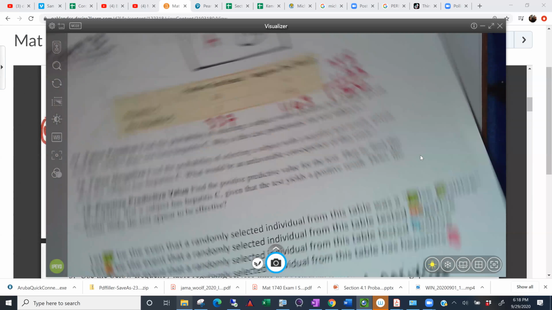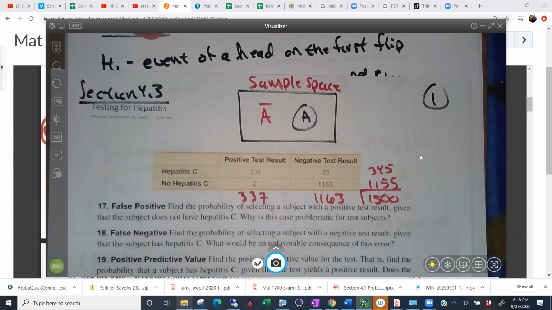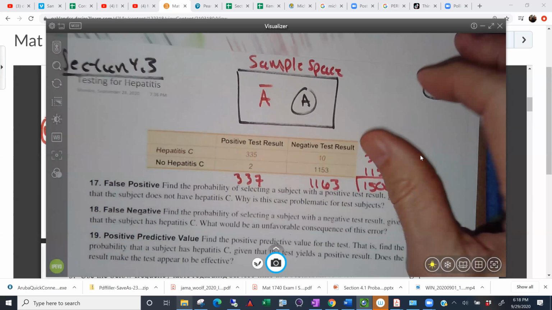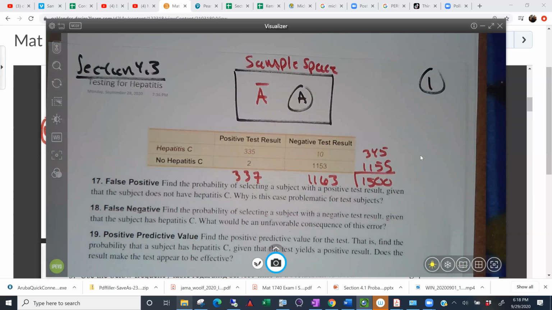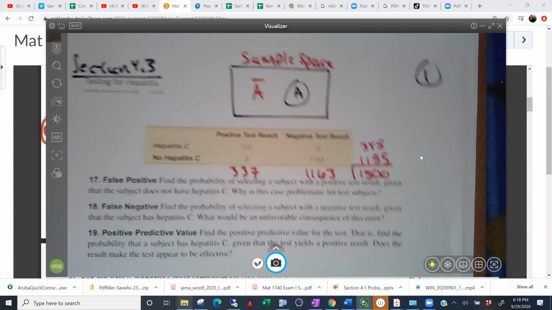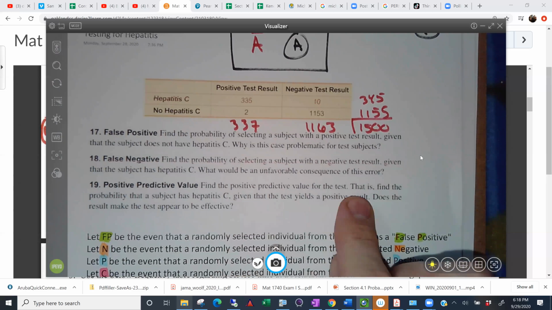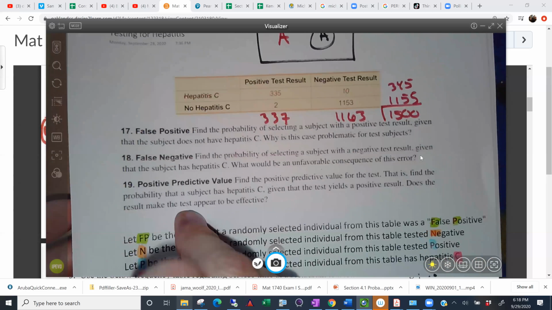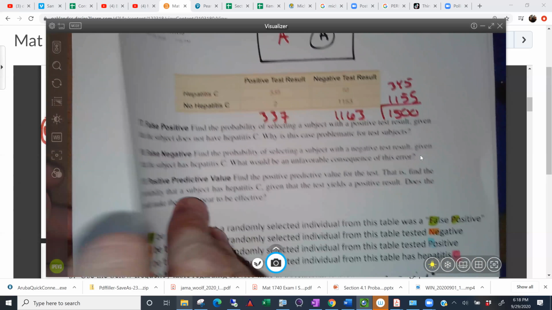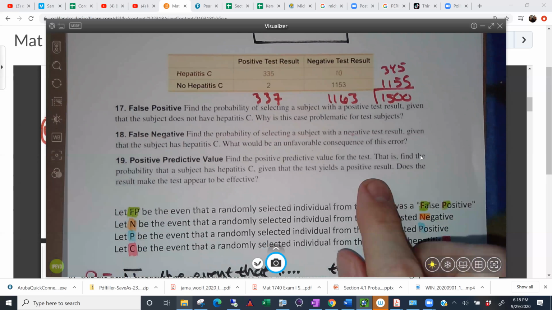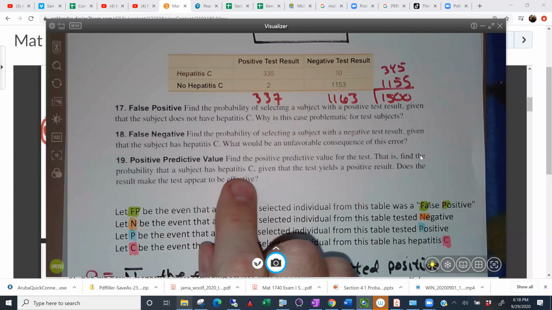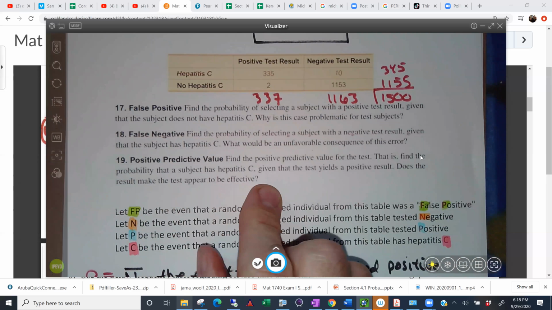Okay, let's look at one last one here from this table. It's going to be problem number 19. Find the positive predicted value. One of my students this morning was really worried. He asked, are we going to have to know what positive predicted value is? No, you don't. In fact, it's defined for you here in the problem. It says, find the probability that a subject has hepatitis C given that the test yields a positive result.